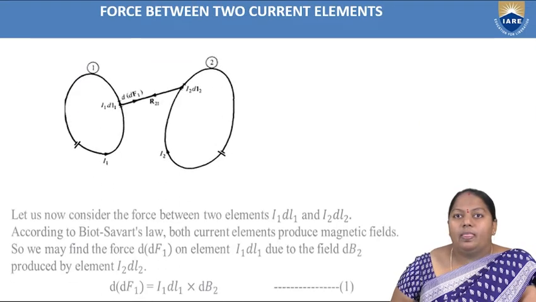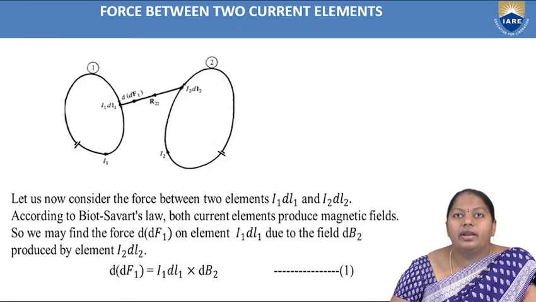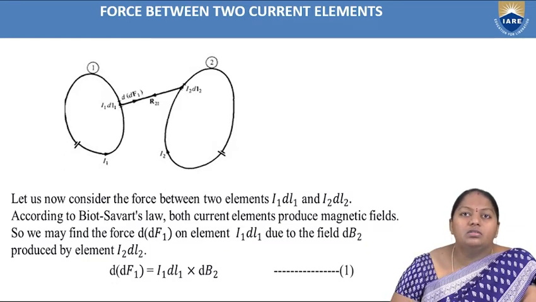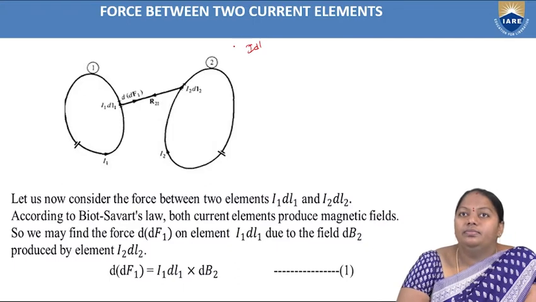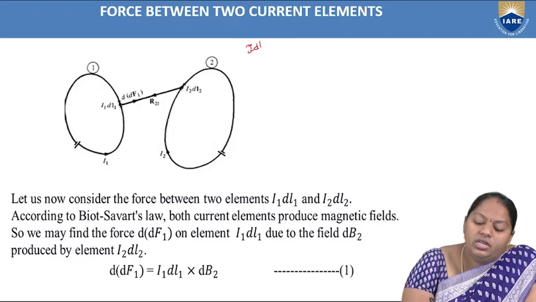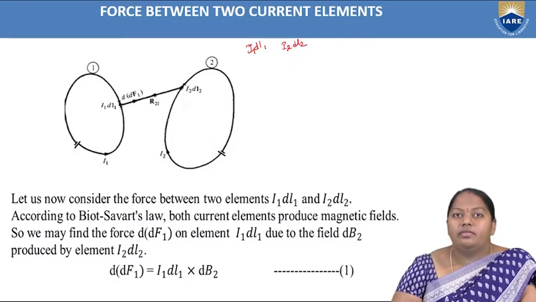Next, the third relation is the force between two current elements, the force which is experienced between the two current elements. For the first case, only one current element, we have considered the relation as I dl. Between two current elements, we need to consider two different currents, along with two directions. So I1 dl1 is the one, and the next one is I2 dl2 as the other one.